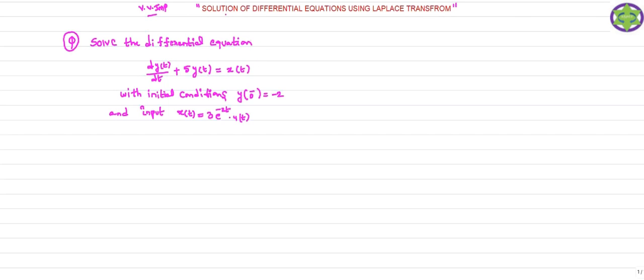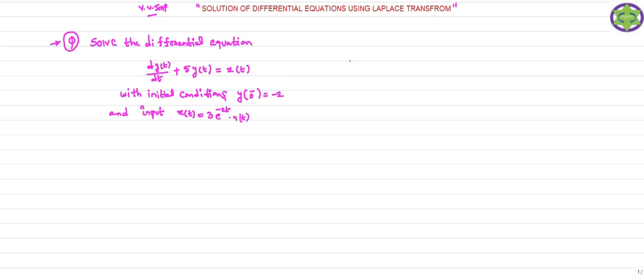I will explain this concept using problems. For that I just take this problem. This model is very important: the solution of differential equations using the Laplace transform. To explain this concept, I consider an example like this. This is the example given, so I will explain this example.